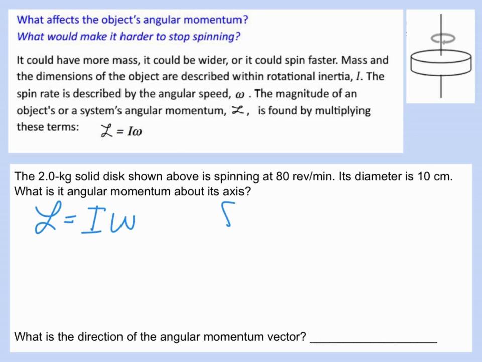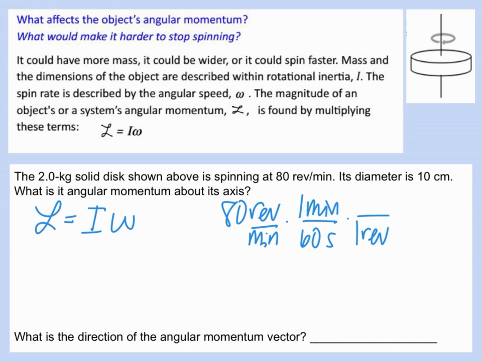So first of all, we're going to convert the 80 revolutions per minute to the standard units of radians per second. So 1 minute on top versus 60 seconds, and then 1 revolution on the bottom versus 2 pi radians. And we end up with a value of 8.38 radians per second.